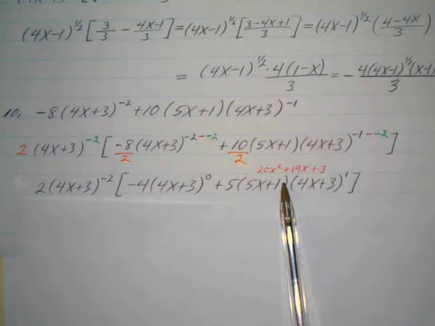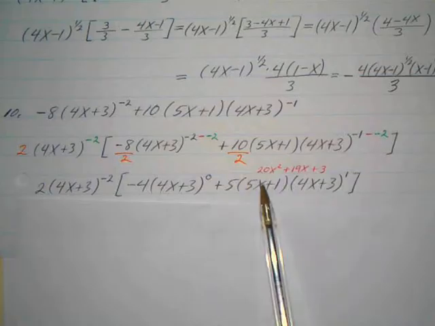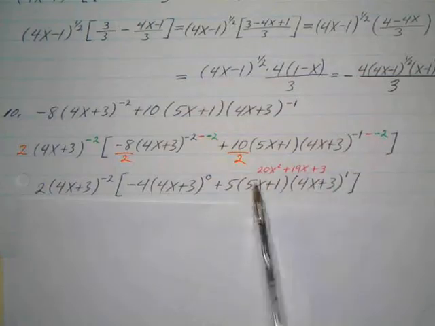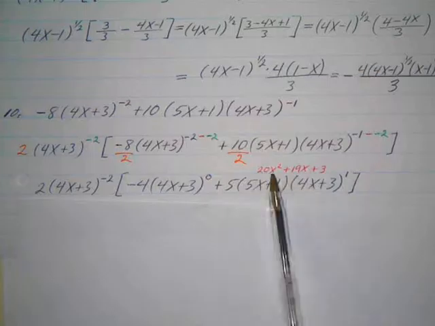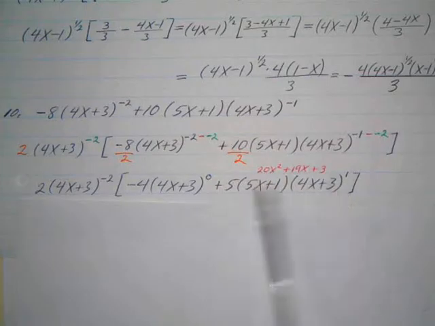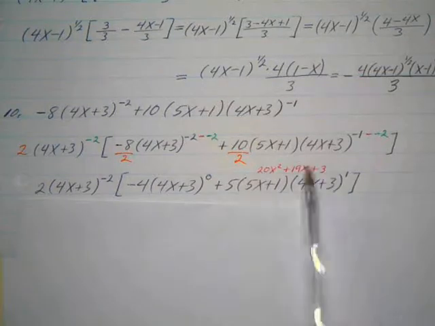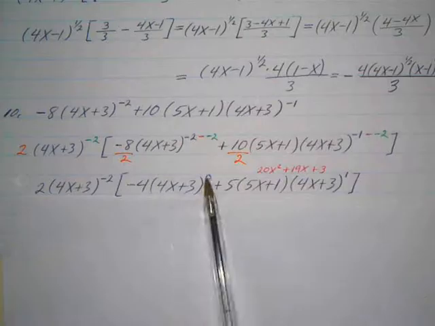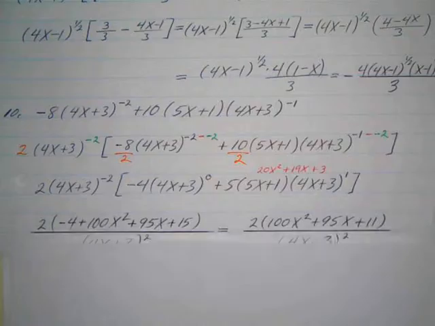I was kind of running out of room on the paper, so what I did was I just multiplied these two binomials out using the FOIL method. 5x times 4x is 20x squared. 5x times 3 is 15x plus 4x is 19x, and 1 times 3 is 3. And then I can multiply this by 5. And then anything to the 0 power is 1, so that's just going to be negative 4. This first term is just negative 4.